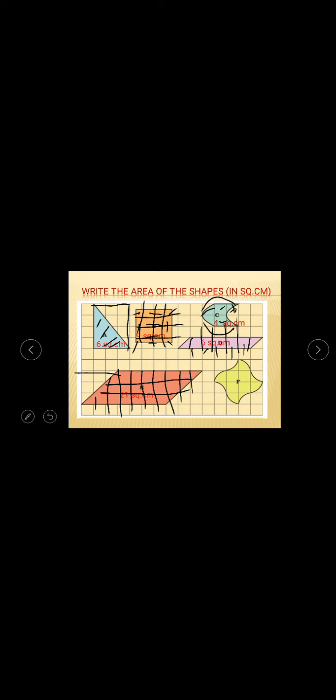In the last picture also you can see four full square boxes and these two will form another 4. These two together, these two together, these two and these two. So 4, 5, 6, 7 and 8. So the area of the last figure F is 8 square centimeter.